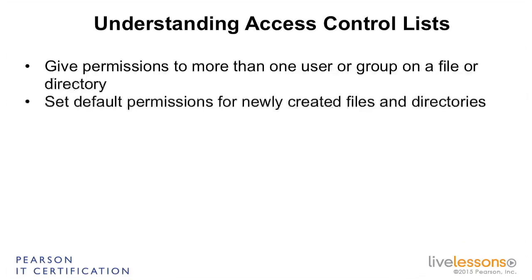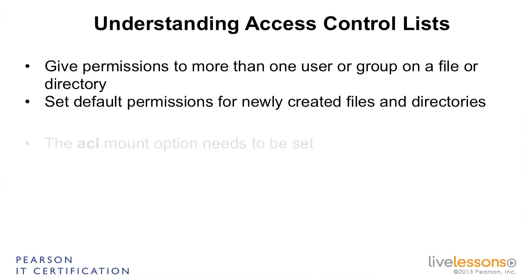Also, access control lists can be used to set the default permissions for newly created files and directories for a specific directory environment, which is pretty cool because using access control lists, you can make sure that whatever file is created in a specific directory always gets the right permissions, which is very useful in shared group environments.